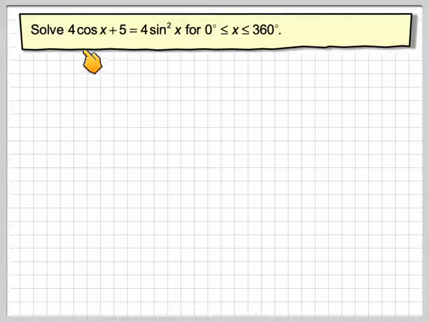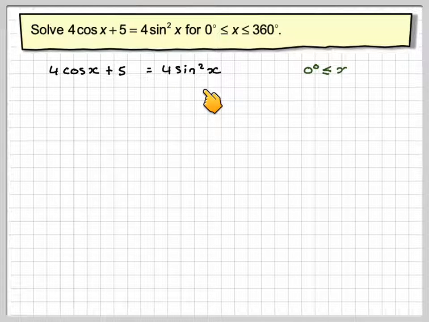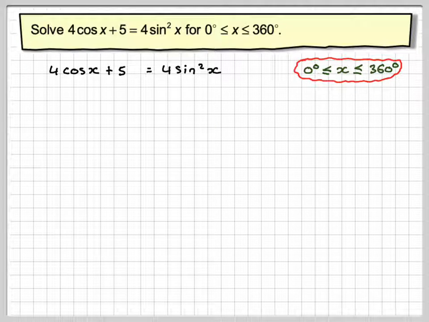Right, solve 4 cos x plus 5 is equal to 4 sine squared x between 0 and 360. So we've got 4 cos x plus 5 is equal to 4 sine squared x between 0 and 360. So we've got a cos and a sine squared here. So we're going to replace this one to make it in terms of cos.